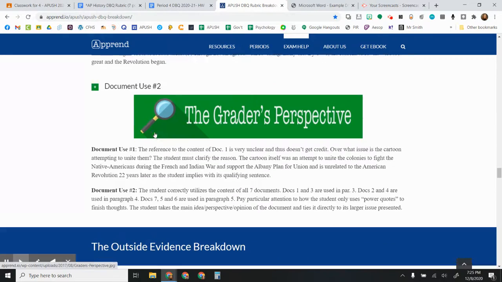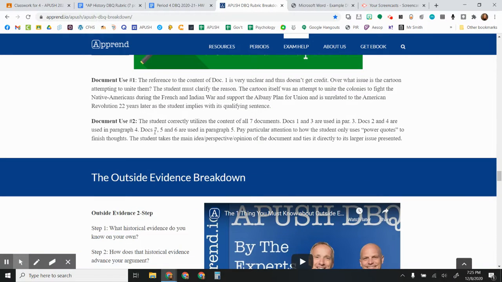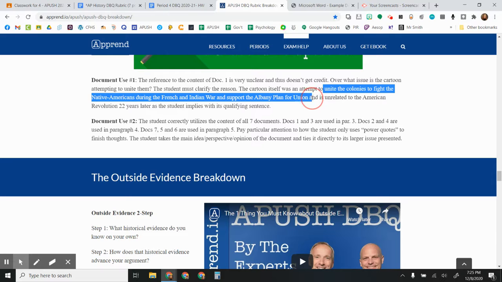All right, so let's see what they say down here. The reference to the content of document 1 is unclear, doesn't get credit. Over what issue is the cartoon attempting to unite them? You have to clarify that. So as I was saying here, it was an attempt to unite the colonies to fight the Native Americans and support the Albany Plan for Union.